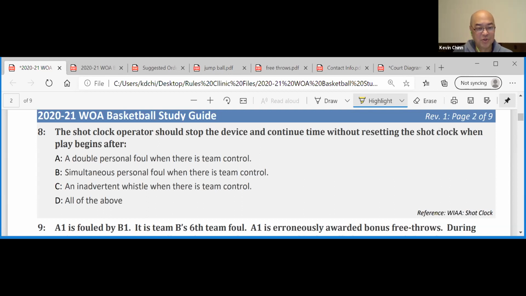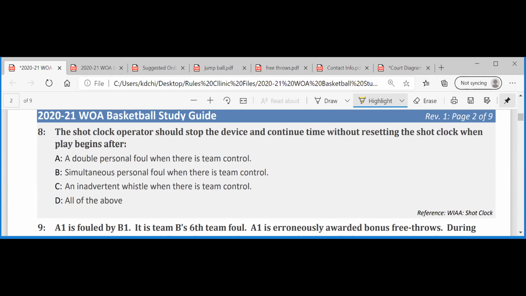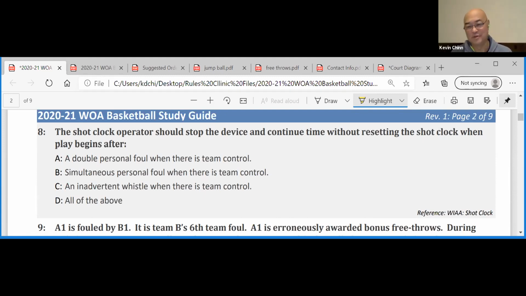So in those situations, when you have a double personnel foul, simultaneous personnel foul, or an inadvertent whistle, we do not reset the shot clock. It is only in those situations that we do not reset the shot clock. That's not an easy one to know. You just kind of have to know that one. All right. Any questions on that one?